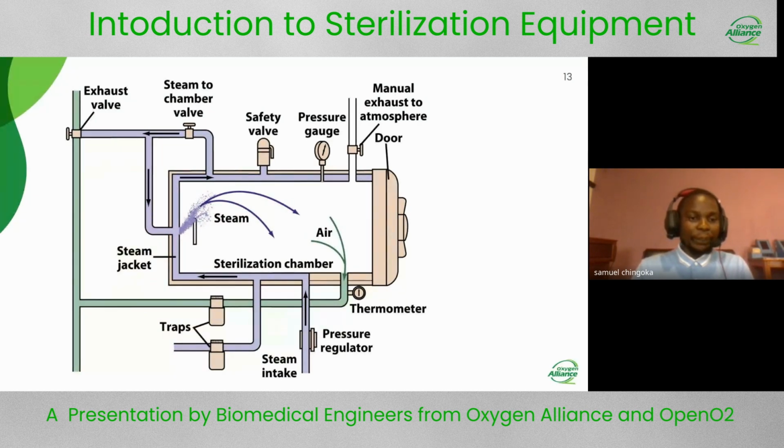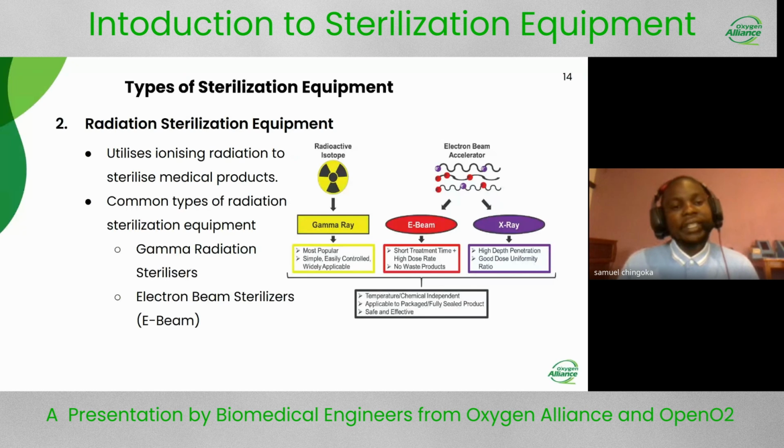All right, so continuing with the types of sterilization equipment, after heat sterilization equipment, we have radiation sterilization equipment. So radiation has two divisions. We have ionizing radiation and we have non-ionizing radiation. These are just categorized based on the type of energy that they produce. Generally, non-ionizing radiation has lower energies compared to ionizing radiation.